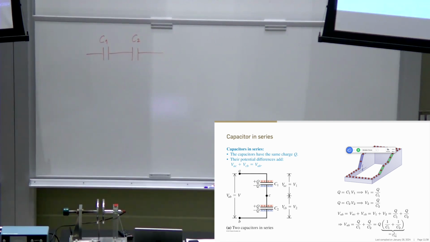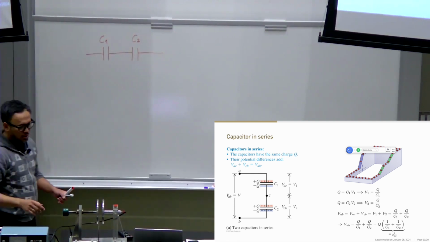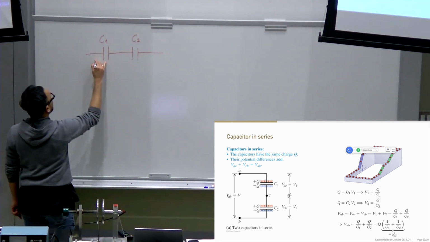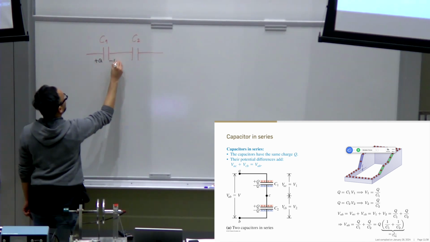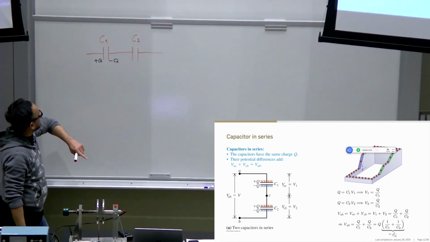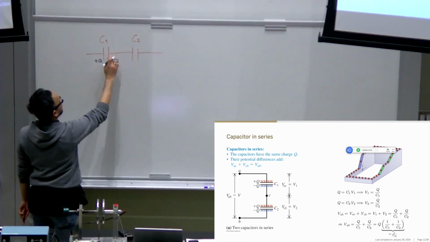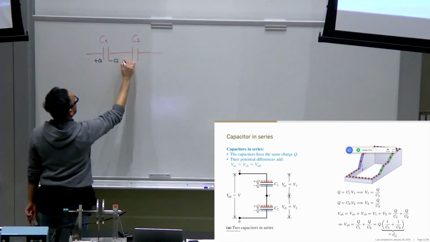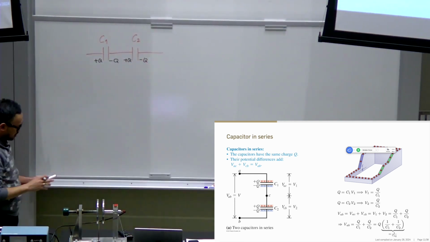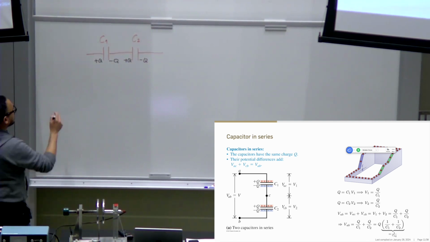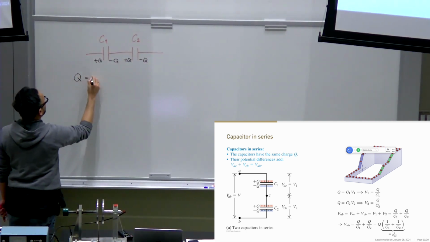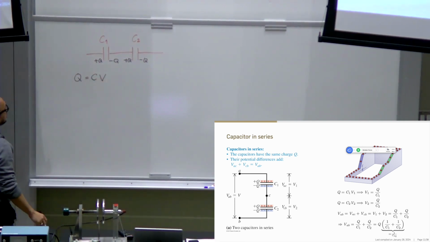Then when you charge, if you connect a battery to this arrangement, you will deposit plus Q here, minus Q here. So you don't create any charge because the sum is 0. But now you have minus Q here, so you have to have plus Q here and minus Q here. Okay? And now we can just use the definition of capacitance. Q is equal to CV.